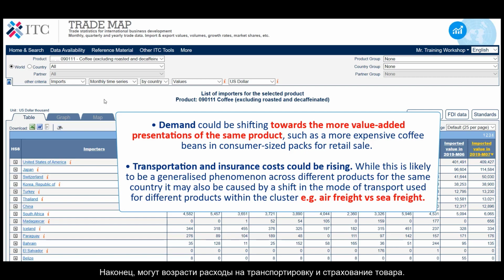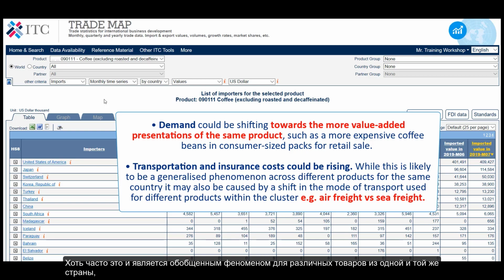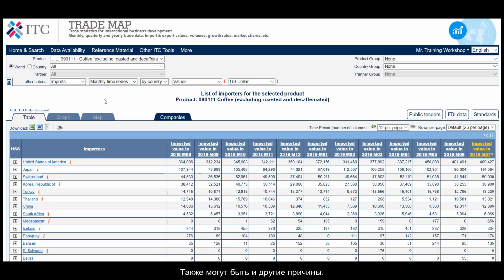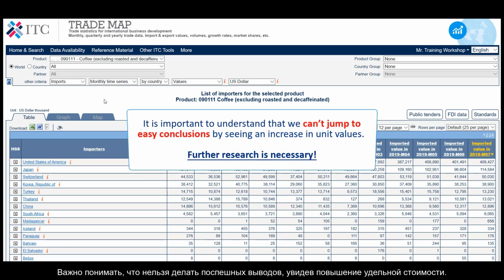Finally, transportation and insurance costs could be rising. While this is likely to be a generalized phenomenon across different products for the same country, it may also be caused by a shift in the mode of transport used for different products within the cluster, e.g. air freight versus sea freight. Of course, there could also be other reasons. It is important to understand that we can't jump to easy conclusions by seeing an increase in unit values. Further research is necessary.